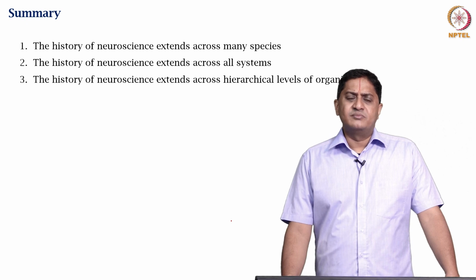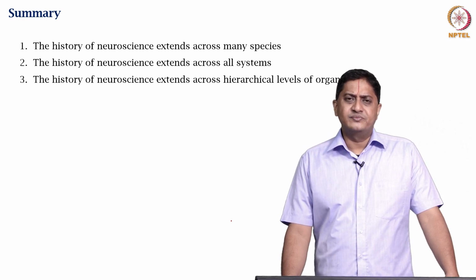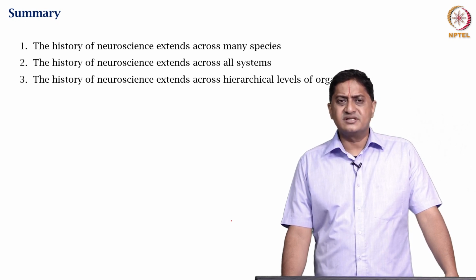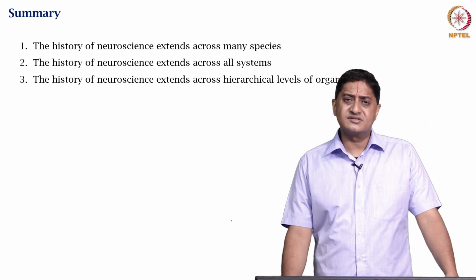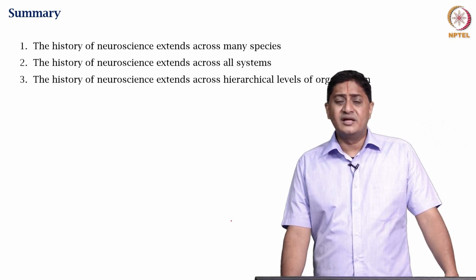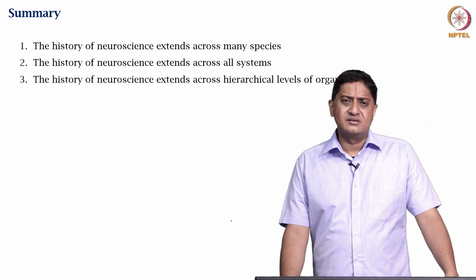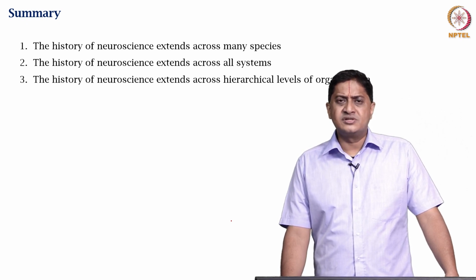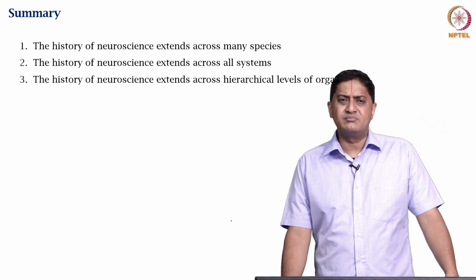With this, we come to the end of this video. In this video, we saw why the history of neuroscience extends across many species, starting from single cell organisms to worms, insects, arthropods, to vertebrates such as fish, amphibians, reptiles, mammals, higher mammals, primates, lower primates, higher primates, and big monkeys and humans.